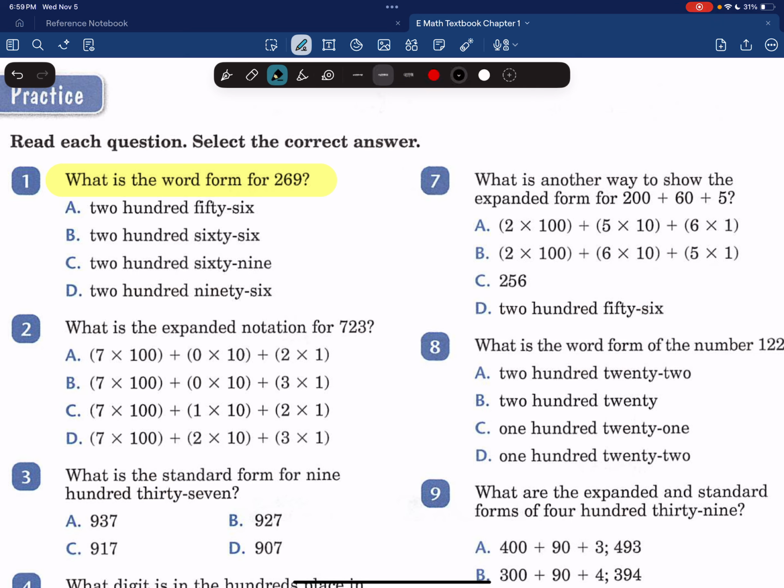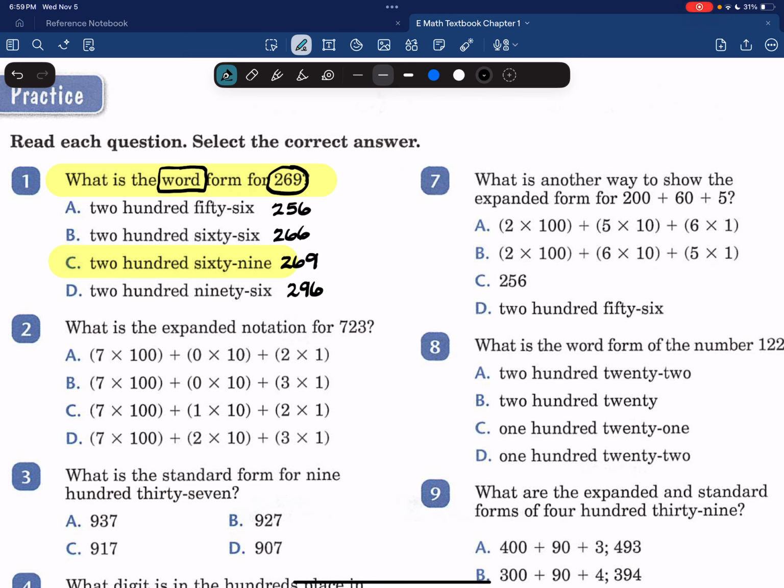So if we go back to our choices, the word form for 269, there's the keyword, there's the key number, and the answer is going to be C, 269. The first one says 256, 266, 269, and 296. So the one you want is C.